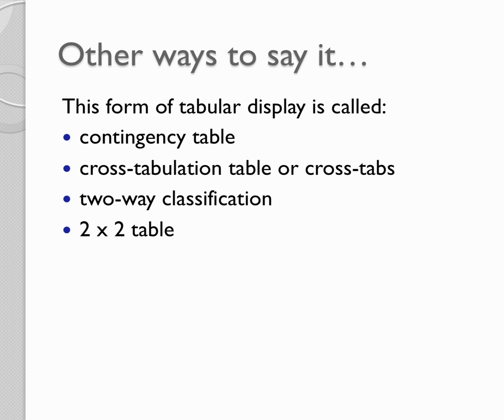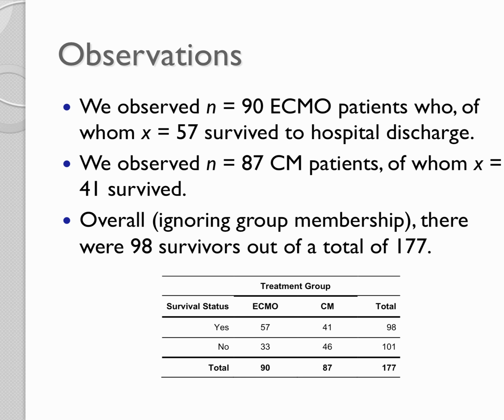So when you're looking at a tabular display called a contingency table or a crosstab or cross-tabulation or two-way classification or a 2x2 table, you may want to actually add more than just what we've observed. If you remember, we had 57 out of 90 ECMO that survived and 41 out of 87 conventional positive pressure ventilation or conventional method patients that survived, or 98 out of 177 total survived if we ignore the groups.